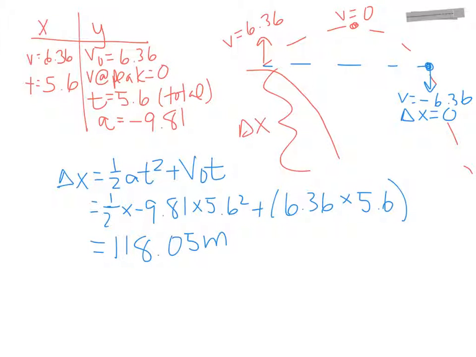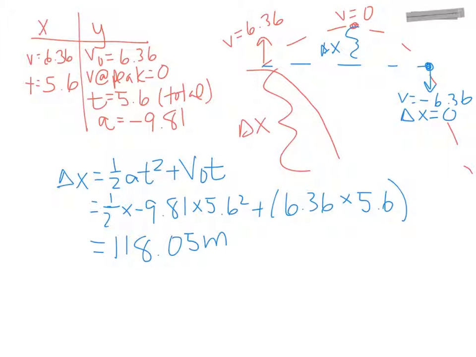So the next problem wants to know how high does the football go. So it's wanting me to calculate that displacement right there. So I already know that it's 118.05 meters above the ground, because that's the height of the cliff, and then I just need to figure out the displacement from how high from the top of the cliff to where the velocity is equal to 0.